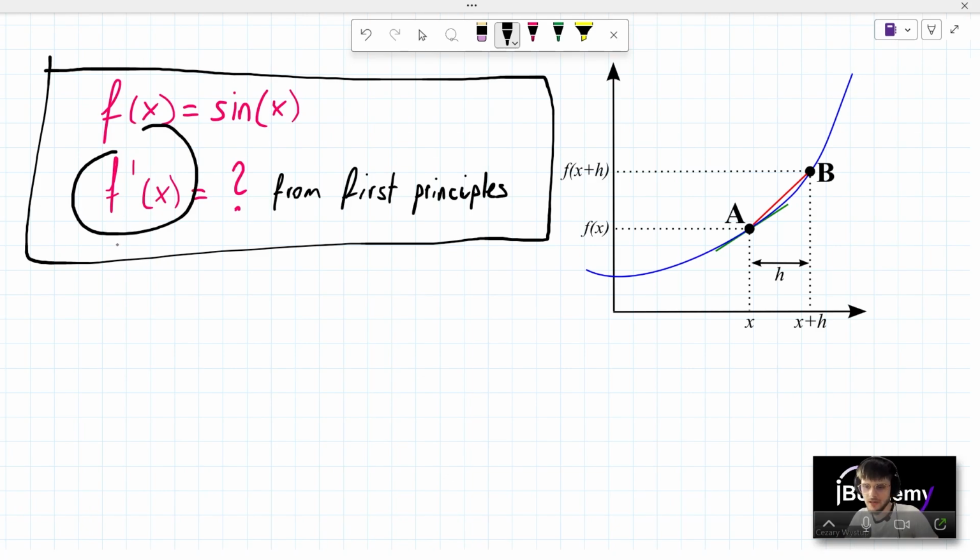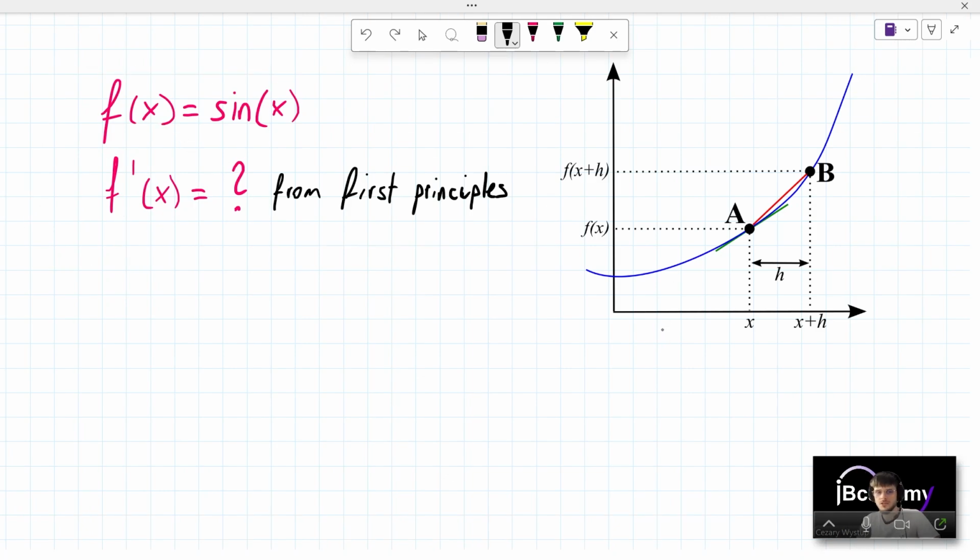So we'll try to do this. Find f prime of x, so the derivative of sine of x, from first principles, so using the same method that we just derived. Remember this alternative notation, because I will use this interchangeably. So this is what we're trying to find, okay?